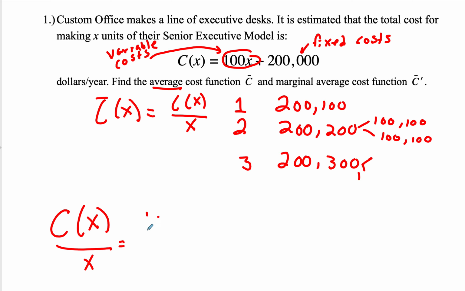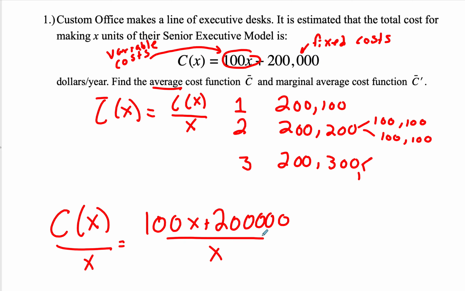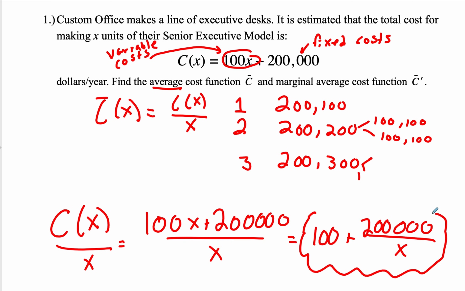what we have is (100X + 200,000) out of X. For full credit, I do want you to simplify this, so we should get a final answer of 100 + 200,000 out of X. I was picky about that, especially because this was helpful for figuring out the derivative. Okay, so this is the average cost function, the cost essentially on average per unit produced.